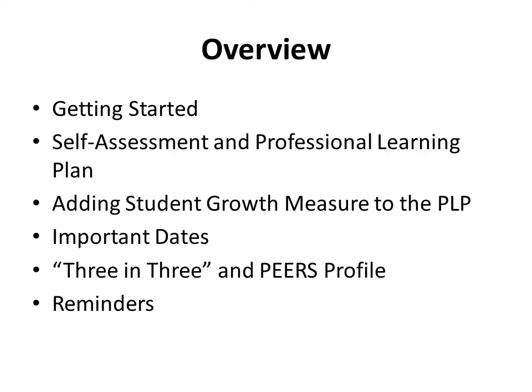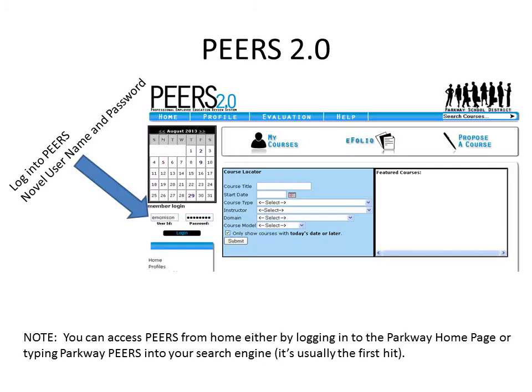Today we're going to review a few items. The first one, self-assessment and the professional learning plan, which is the professional learning plan that's required for every teacher in Missouri. We're also going to be reviewing the adding student growth measure to our PLP, important dates, our 3 and 3 and peers profile, as well as other reminders.